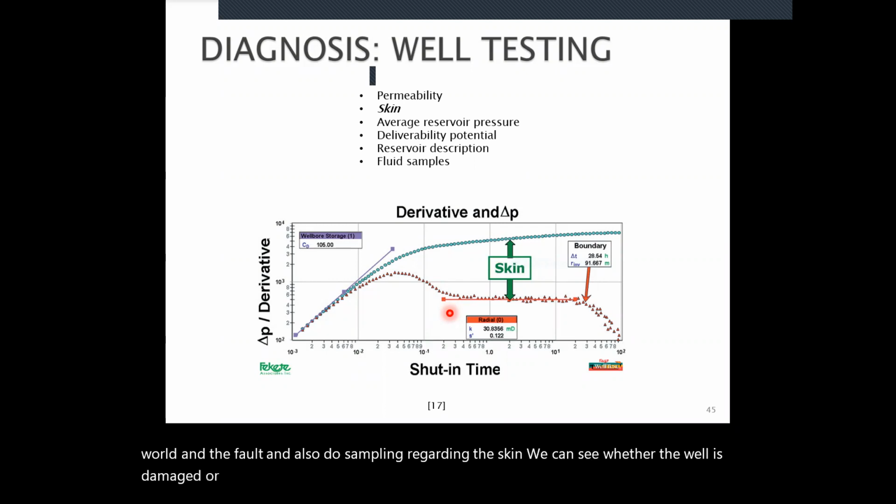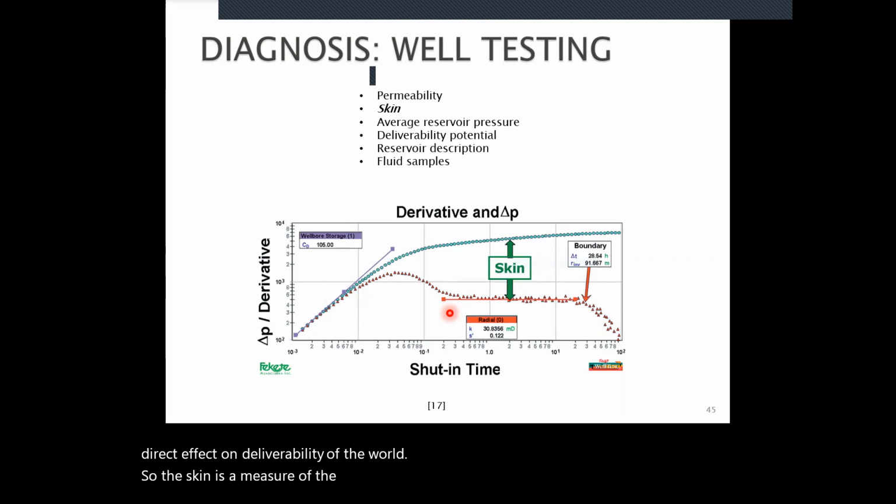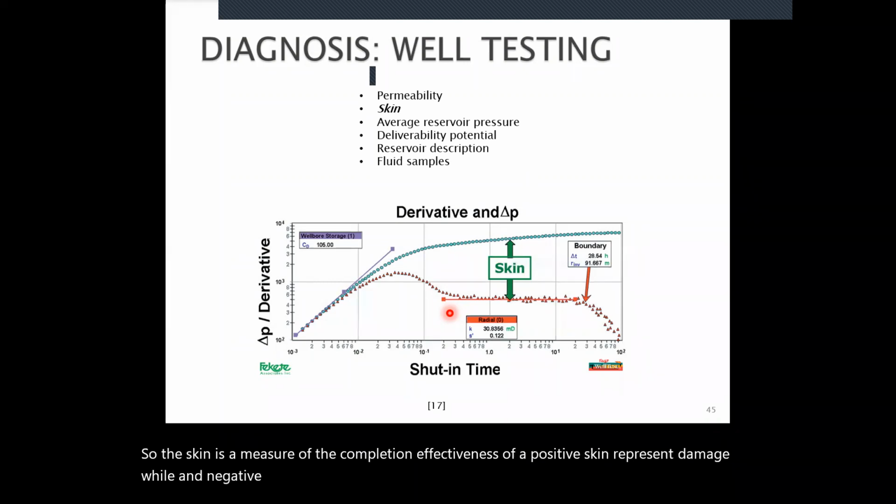Most wells are either damaged or stimulated, and this has a direct effect on the deliverability of the well. The skin is a measure of the completion effectiveness of a well. A positive skin represents damage, while a negative skin represents improvement. So how can we actually come up with the diagnostics?